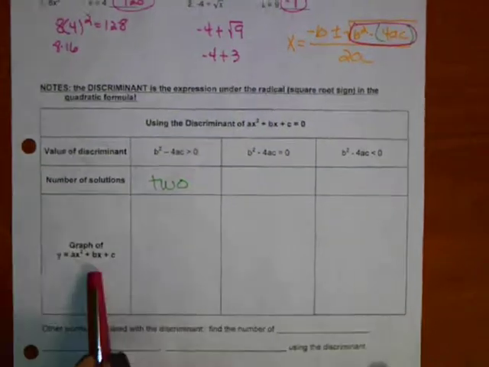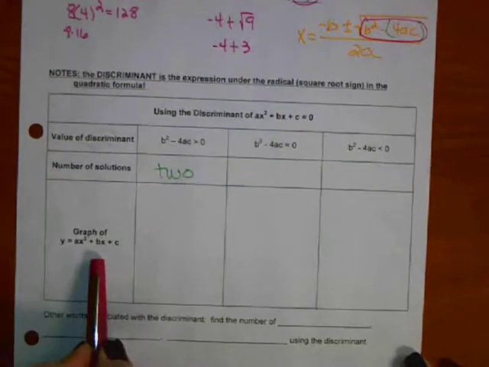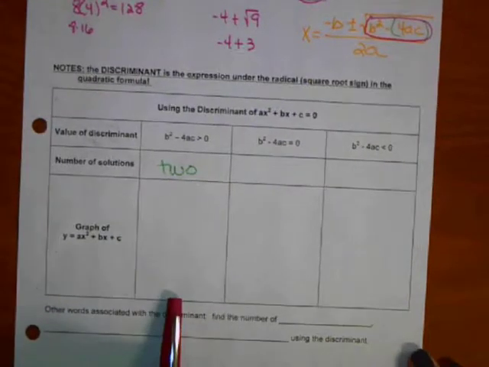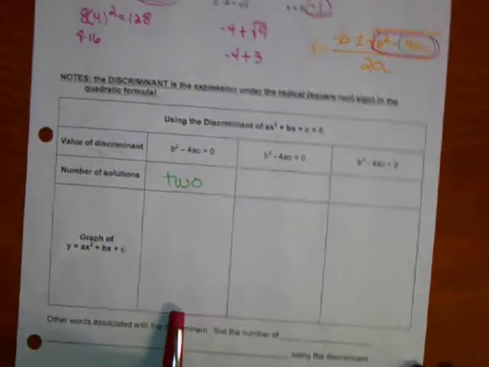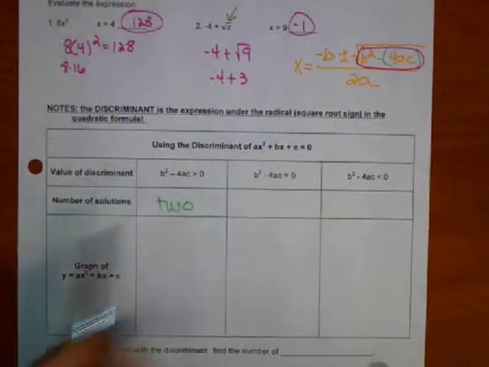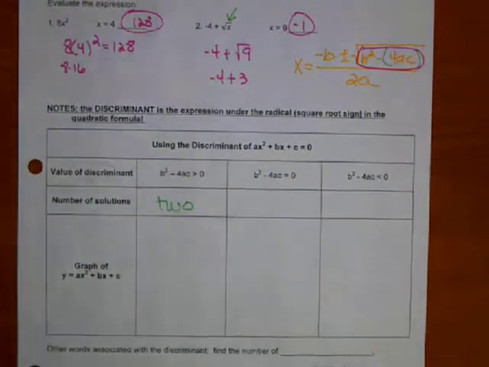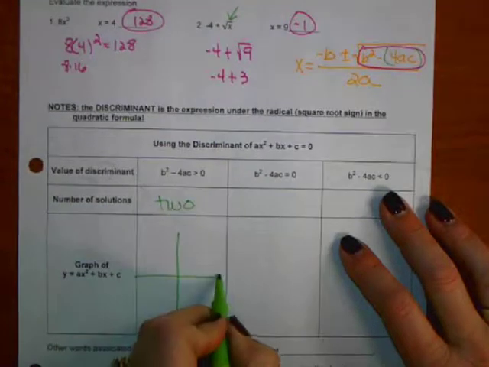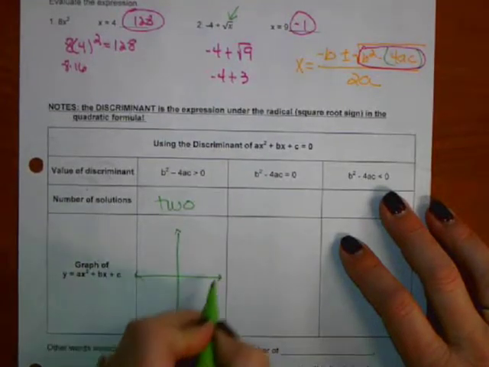Now look at here, it says graph. You say, yeah, but we didn't graph yet. You're right, we didn't. But the discriminant tells us something about the graph. Does anybody remember what shape of a graph these quadratic equations are going to have? Yeah, it's a what? It's a parabola. It's a U-shaped graph, okay? I want you to draw yourself an x and y axis because we'll be getting to this soon.